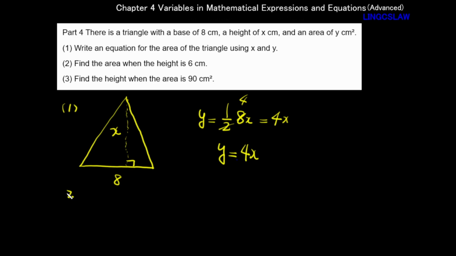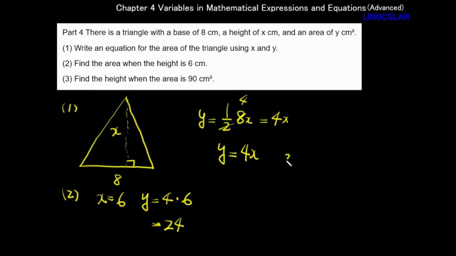Number 2, find the area when the height is 6 centimeters. So height, that means x equals 6. So substitute 6 for x, y equals 4 times 6 equals 24.